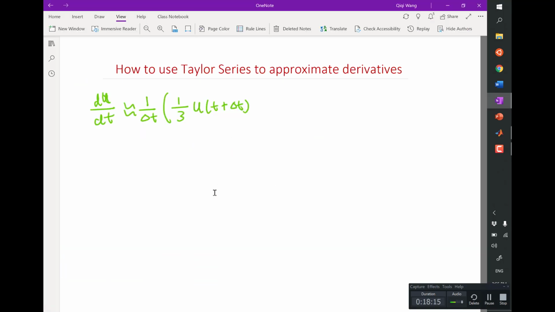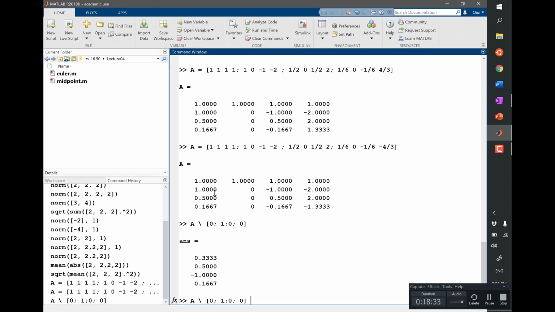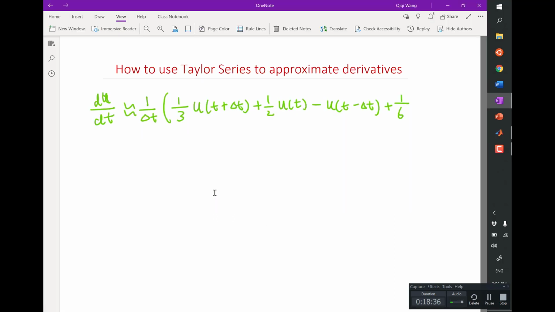And then I have plus a half of u at t. I think I get a minus of 1 times u at t minus delta t, right? And plus a sixth, right? If I multiply by 6, yeah, I get 1. That is u of t minus 2 delta t. Okay. Is it pretty clear that we can turn this into a scheme?